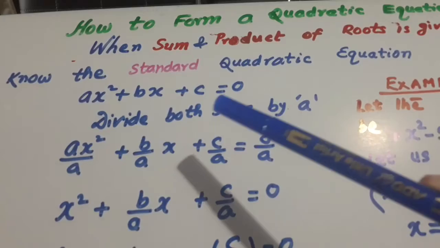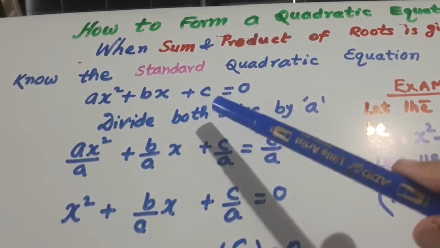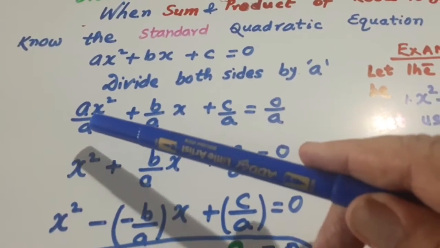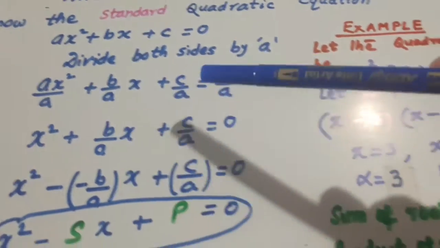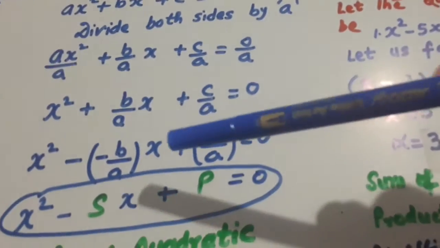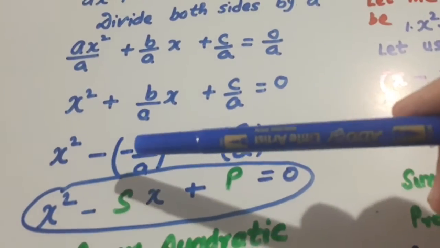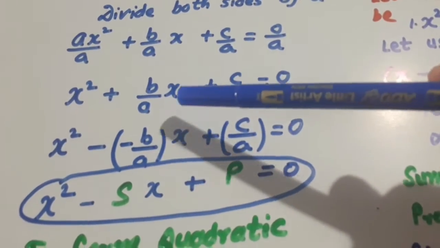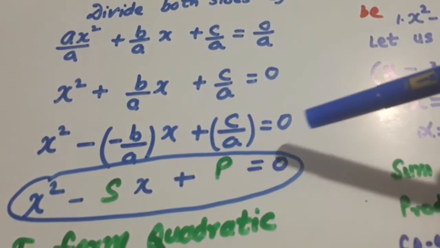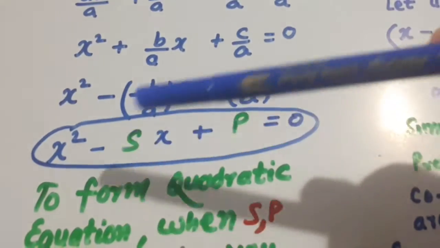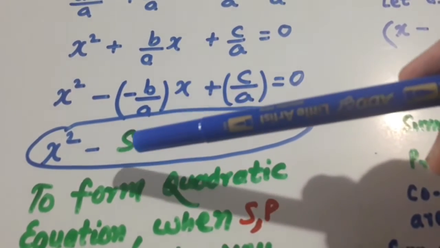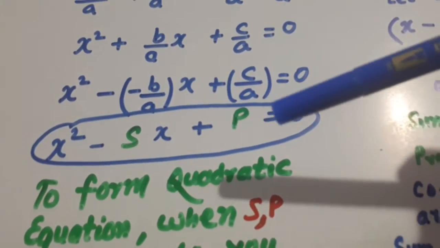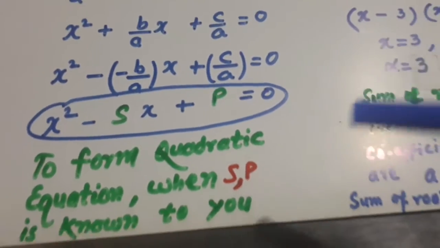So now divide this ax square plus bx plus c equal to 0 by a on both sides. This a will be cancelled. This is b over a x plus c over a is equal to 0. This plus can be written as minus minus. So x square minus minus b over a into x, this is x here, plus c over a is equal to 0. So x square minus (b over a is the sum) and plus c over a is the product. So x square minus sx plus p equal to 0.